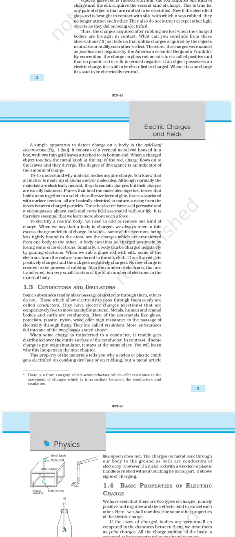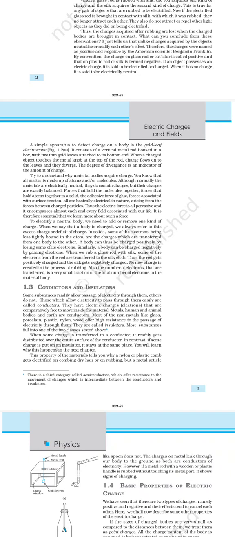Some substances readily allow passage of electricity through them, others do not. Those which allow the electricity to pass through them easily are called conductors. They have electric charges, electrons, which are comparatively free to move inside the material. Metals, human and animal bodies, and earth are conductors. Most of the non-metals like glass, porcelain, plastic, nylon, wood offer high resistance to the passage of electricity through them. They are called insulators.